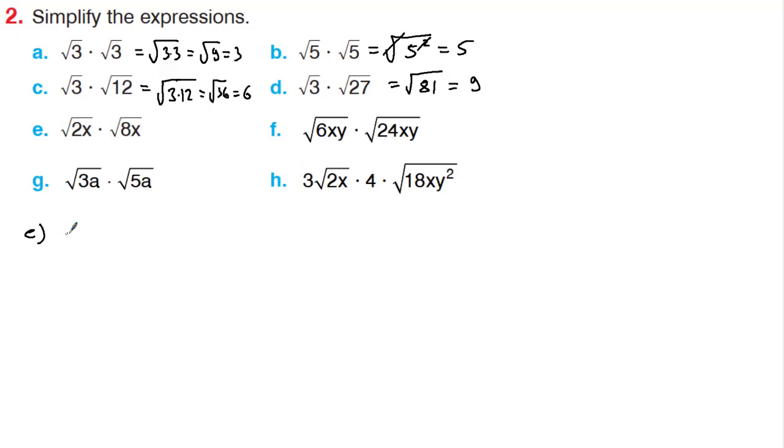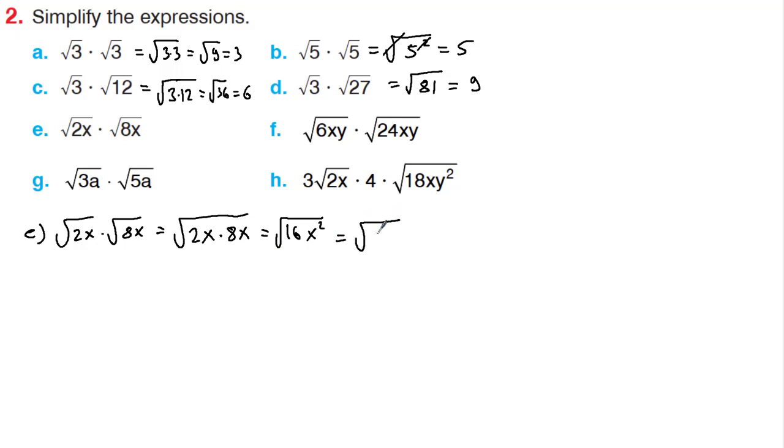Alright, let's continue here. For E, we have square root of 2x times square root of 8x. If we put them under the same radical sign, we get 2x times 8x. And 2 times 8 is 16x squared. Just the same as the previous exercise, we can separate it into square root of 16, which will be 4, times square root of x squared. That's 4x.